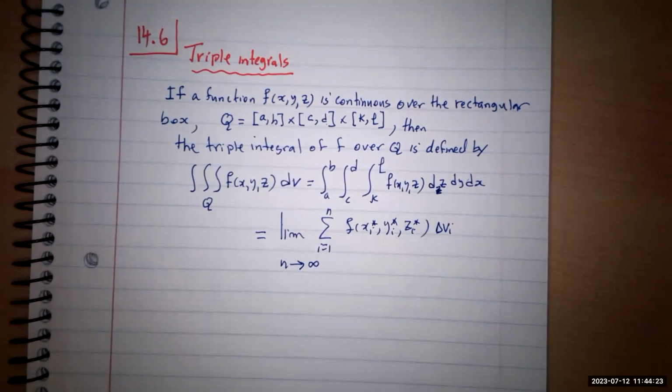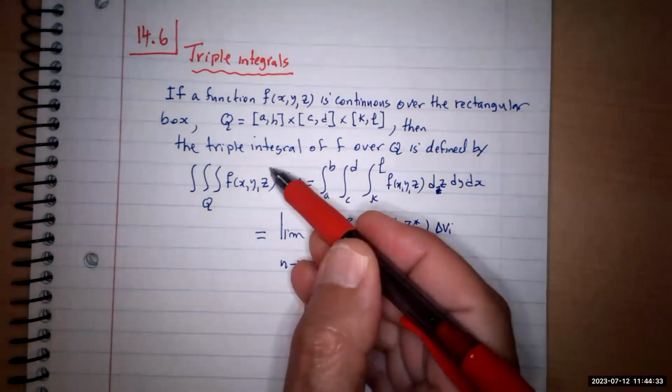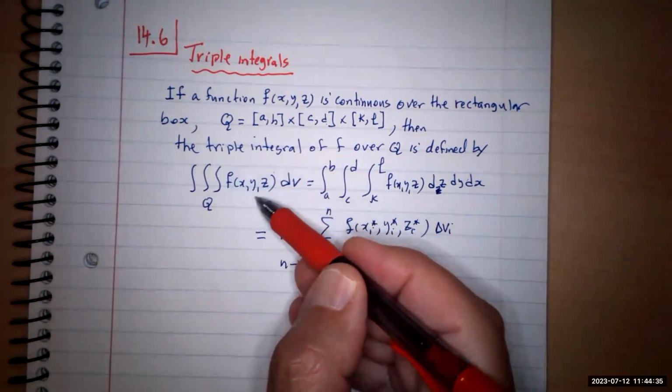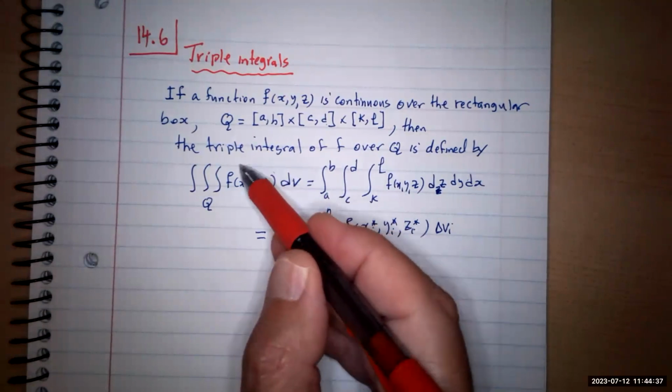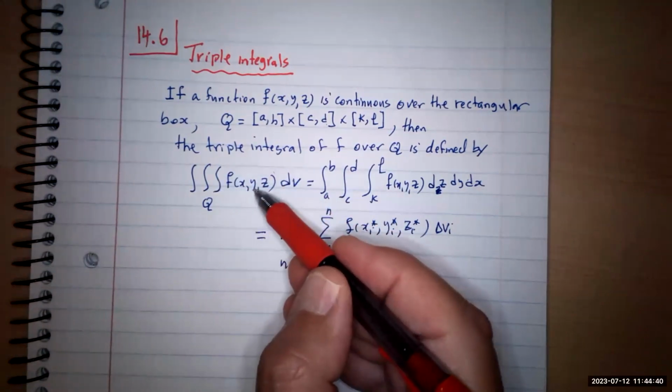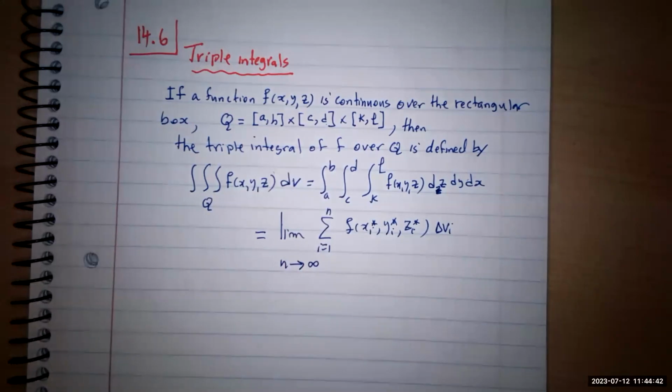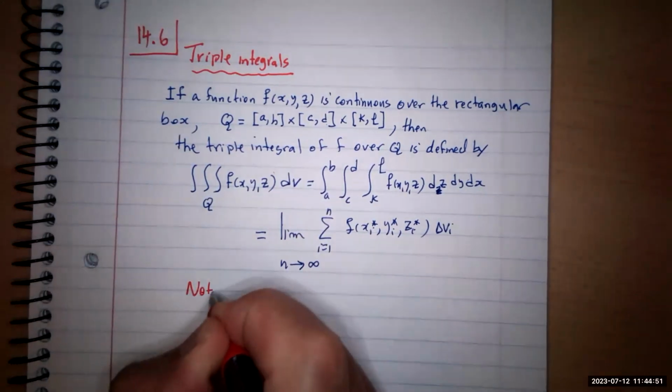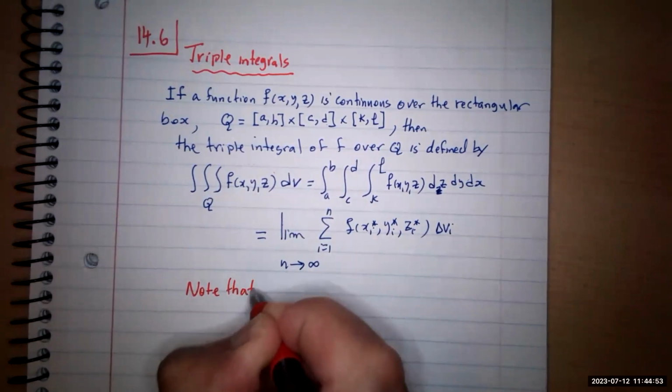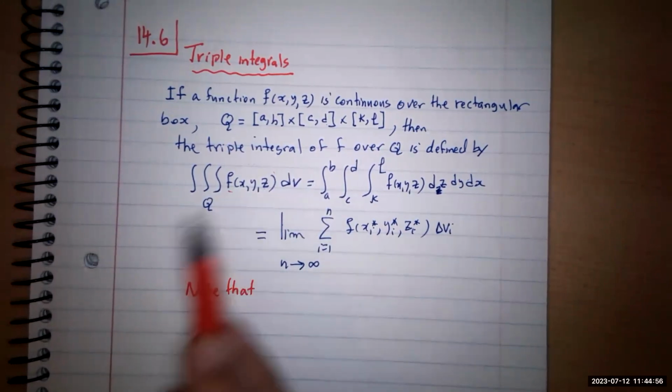If you want the geometrical interpretation of this one, it depends on the application. The only thing you can do is, if you replace this function by the identity function 1, then the triple integral would be considered as the volume. Otherwise, you can't do anything else. So note that: if you want to do the volume problem by the triple integral, you have to replace this one by 1.